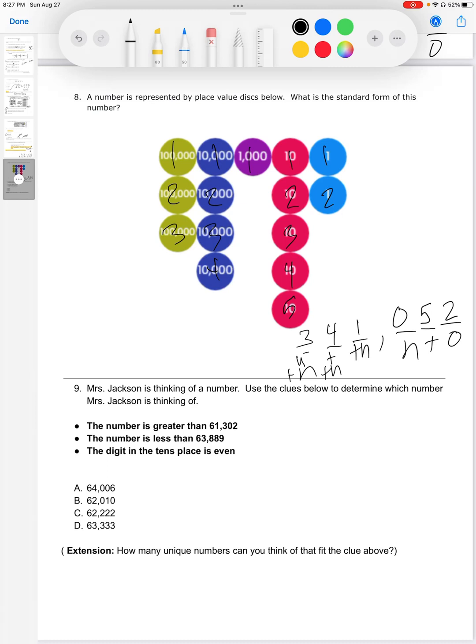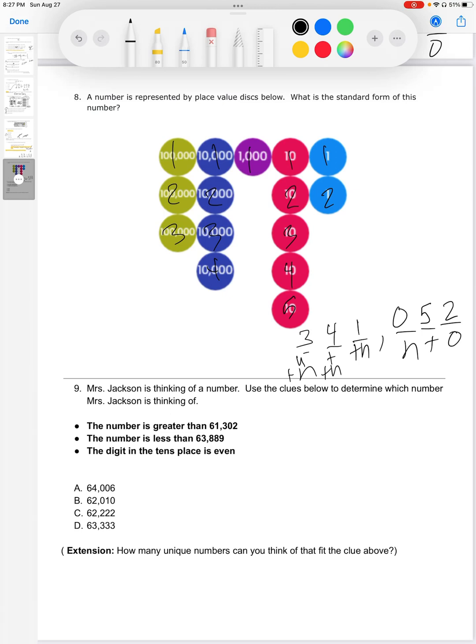And the last thing we have is number 9. These are kind of like a mystery problem as well. It says Miss Jackson is thinking of a number. Use the clues below to determine which number Miss Jackson is thinking of. The clues are: the number is greater than 61,302. The number is less than 63,889. The digit in the tens place is even.